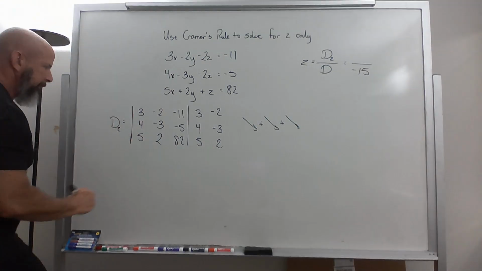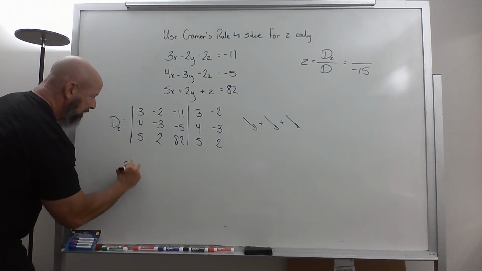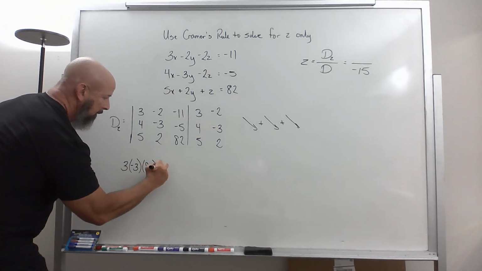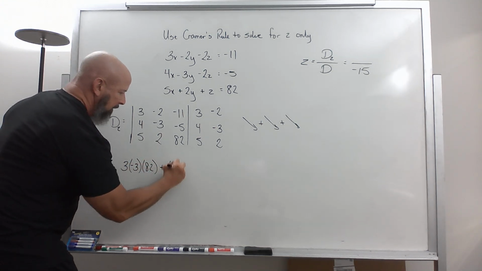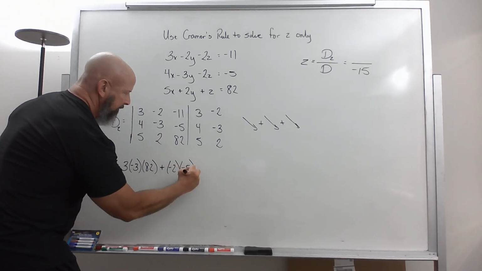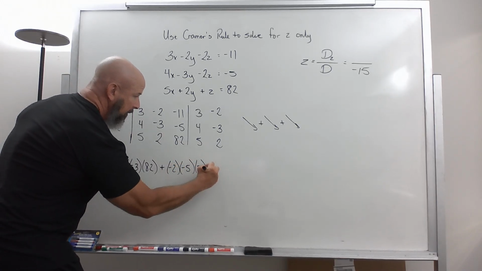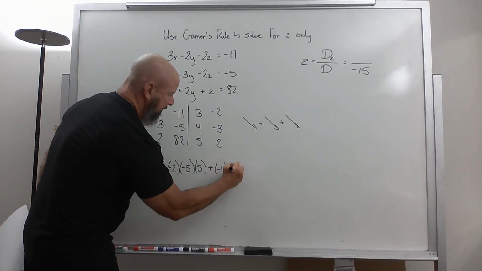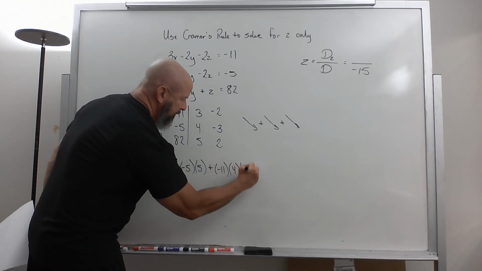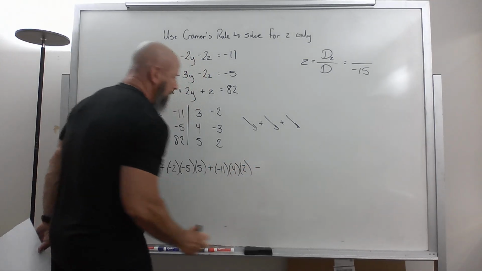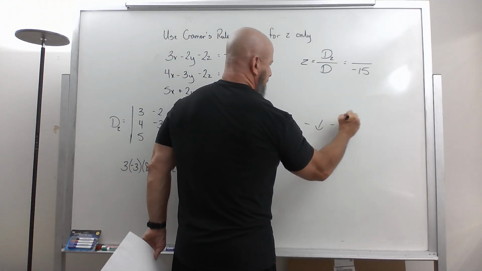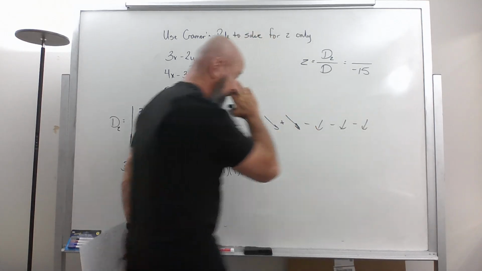Get those down. You're going to have 3 times negative 3 times 82 plus negative 2 times negative 5 times 5 plus negative 11 times 4 times 2. And now we're going to minus, coming back 3 times.